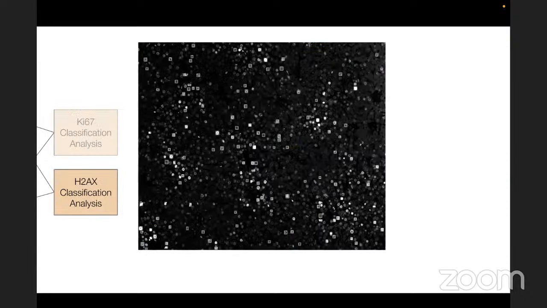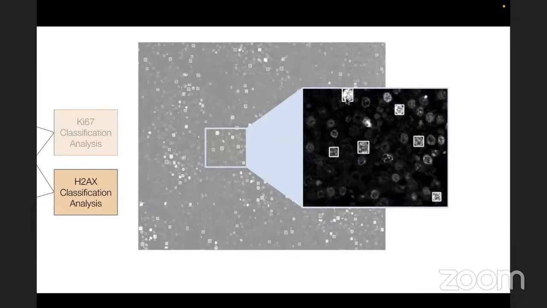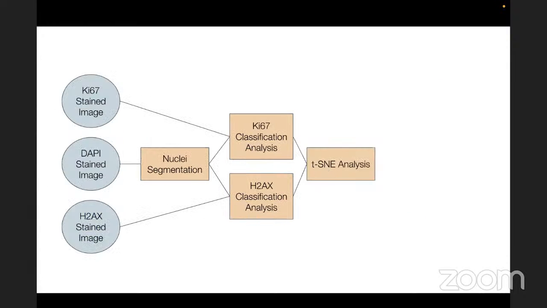All right, here we go for the H2AX image. Again, we have the same boundary boxes drawn around where it's positive. And so when we zoom in here, we can see this is a very fluorescent cell, and we have lots of nuclei. We have these other nuclei which weren't as fluorescent, so they weren't labeled as having DNA damage.